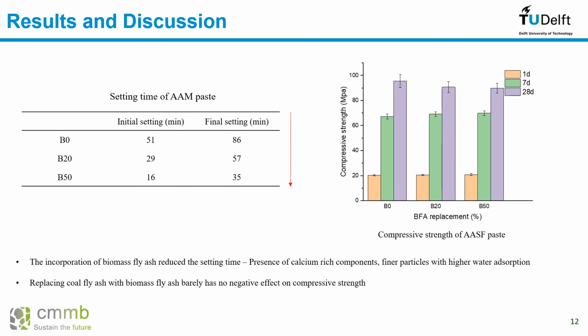But for the compressive strength, you can see that for all the mixtures, the compressive strengths are comparable from 1 day to 28 days, which means that replacing coal fly ash with biomass fly ash has barely any negative impact on the compressive strength.